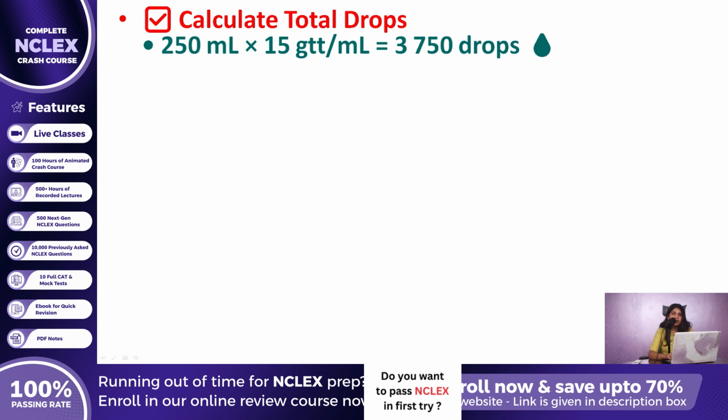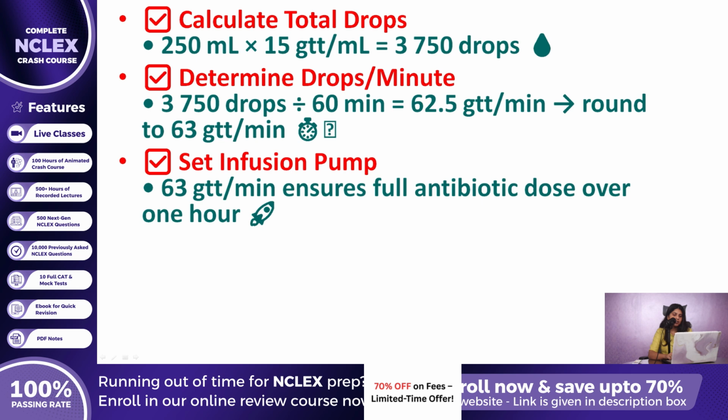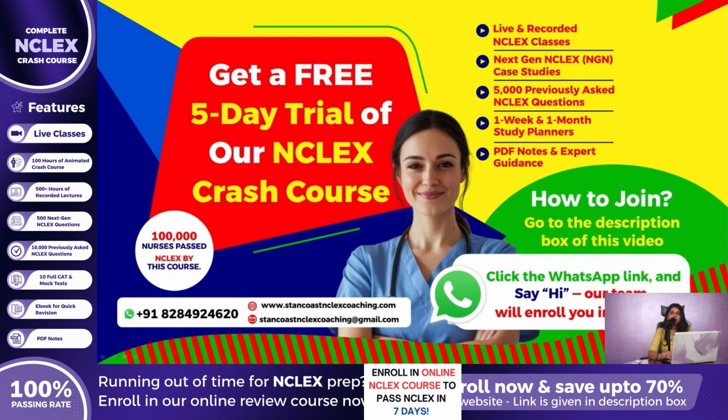Next, divide the total drops by the infusion time. 3,750 drops divided by 60 minutes equals 62.5 drops per minute, which rounds to 63 drops per minute. Therefore, setting the infusion pump at 63 drops per minute ensures that the full antibiotic dose is delivered over 1 hour, preventing underdosing or overdosing in this critically ill patient.